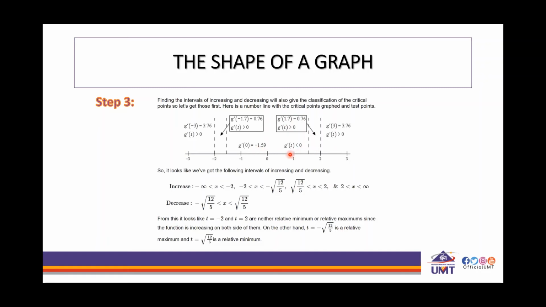So in this case, what is this? At this gap, it takes the value 1.7. Alright, 1.7 and it got 0.76. And at the line after 2, it takes the value 3, which is 3.76. So it looks like we've got the following intervals of increasing and also decreasing.